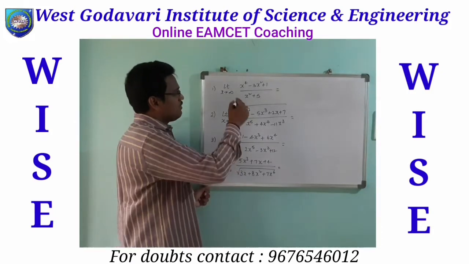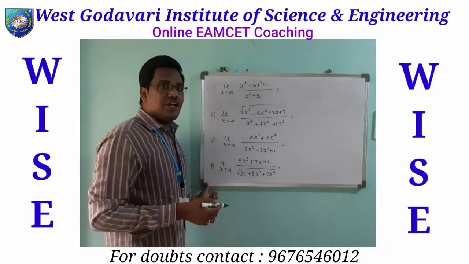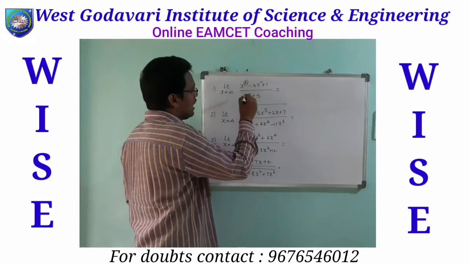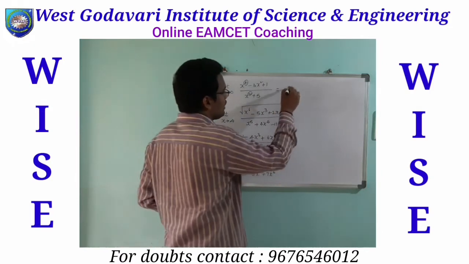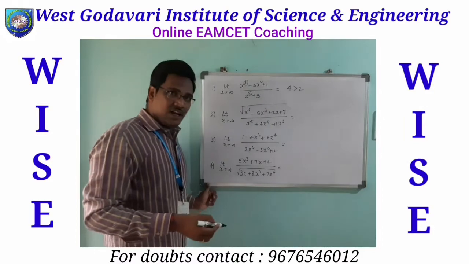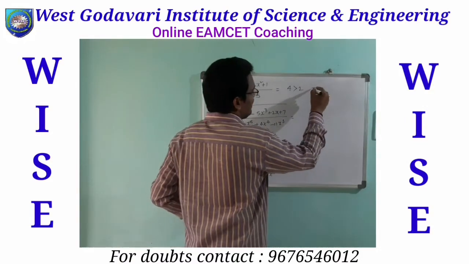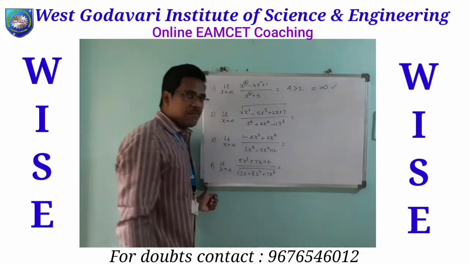Now we have to compare the numerator coefficient, numerator power, as well as denominator power. The highest power in the numerator is 4 and the highest power in the denominator is 2. By comparing, 4 is greater than 2. If the numerator power is greater than the denominator power, it tends to infinity. So case 1 is applicable.